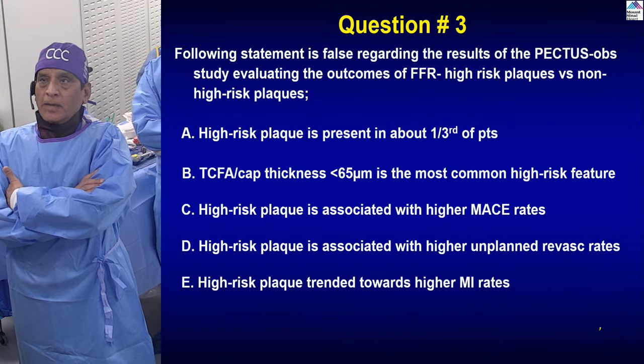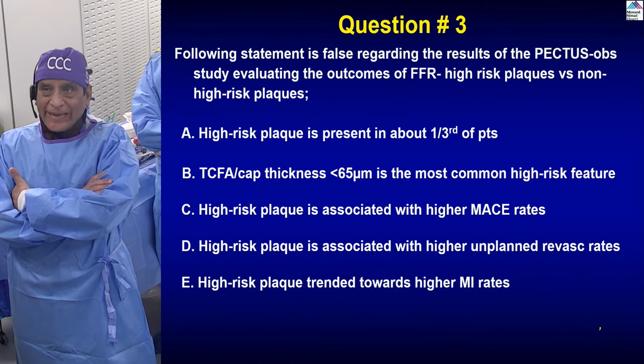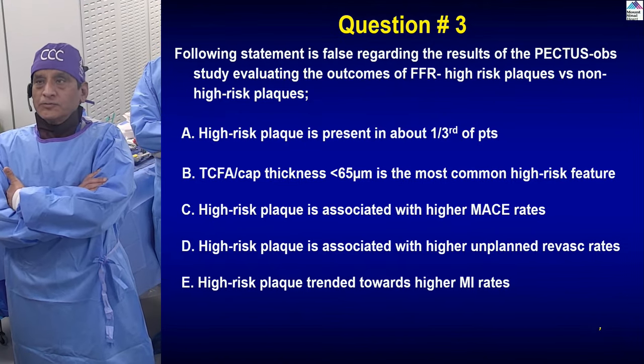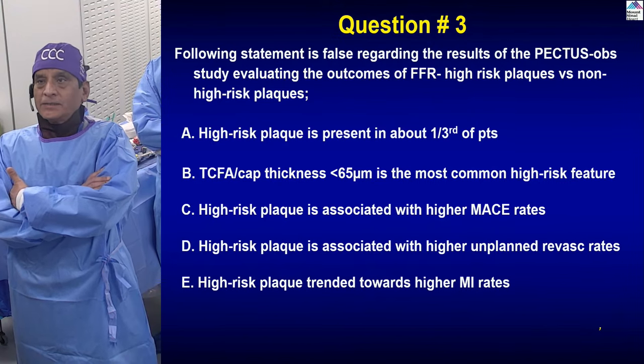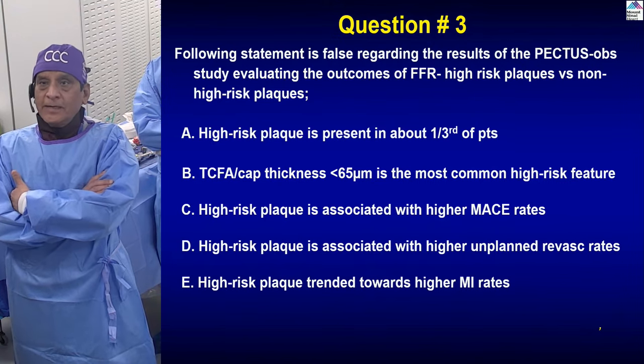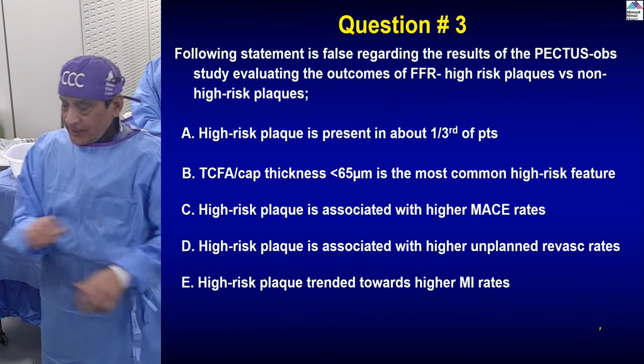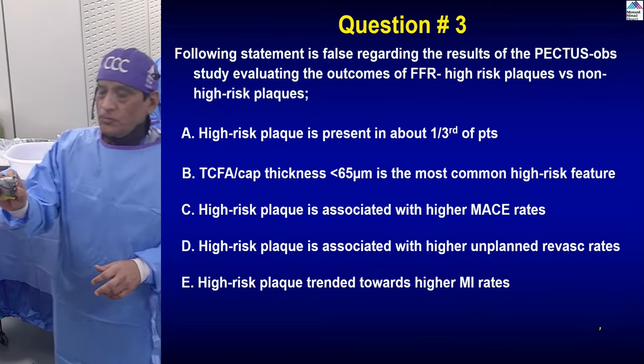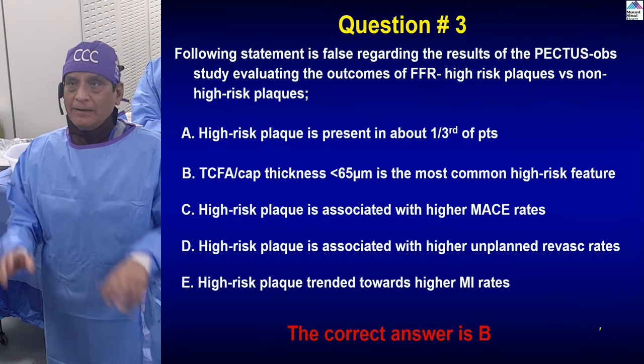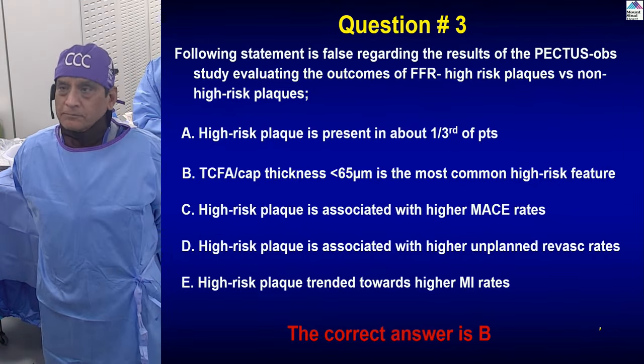TCFA is the most common high-risk feature. High-risk plaque is associated with a higher MACE rate. High-risk plaque is associated with a higher unplanned revascularization rate, and high-risk plaque trended towards higher MI rates. And the answer there is TCFA was not the most common. It was the lipid arc in this trial. So that was the false one.